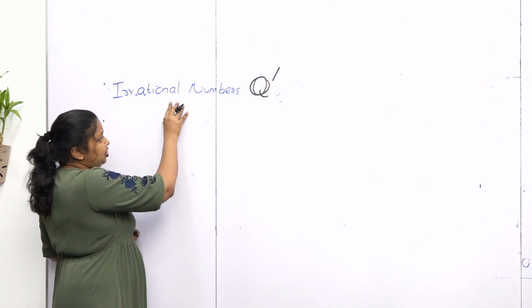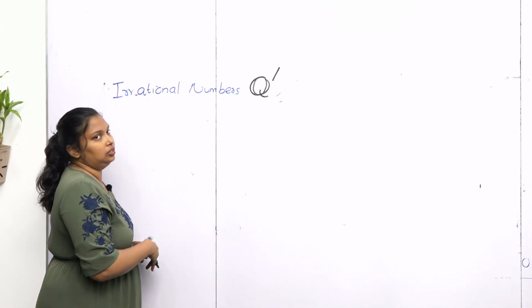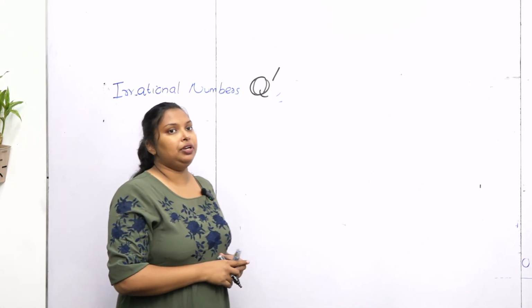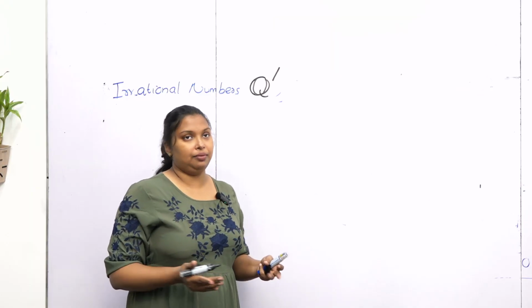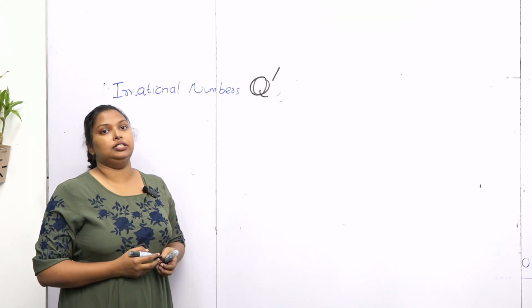There are numbers that we can't write as a fraction. There are numbers that we can't write as a fraction. So such kind of numbers, we call them irrational numbers.